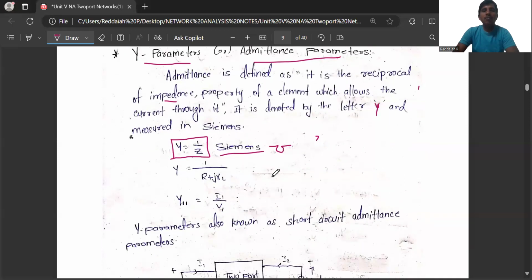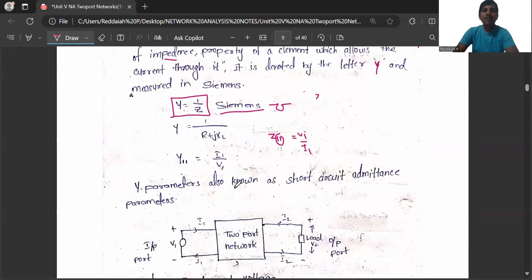Y11 equal to I1 by V1. How did we write Z11? It is the reciprocal: Z11 is represented by V1 by I1, found at I2 equal to 0. This suffix only plays an important role. Y11 equal to I1 by V1. Like that we can calculate.